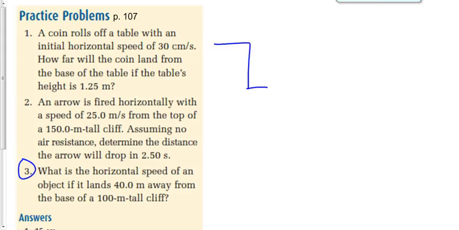Here's the cliff. It's 100 meters high. We know that this object is launched horizontally off the edge of the cliff, and we know that it follows a parabolic path as it falls down toward the ground, and we know that it lands 40 meters from the base.